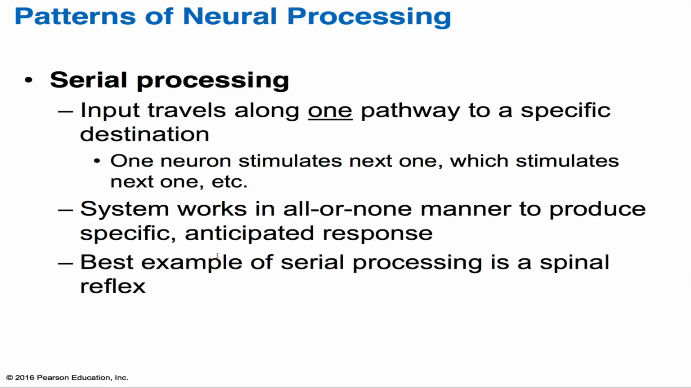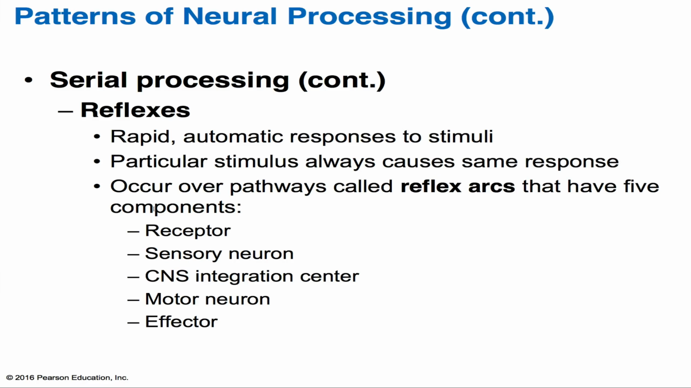In serial processing, the input travels along one pathway to a specific destination. So one neuron stimulates another one, which stimulates another one, and on and on. It's a system that works in the all-or-none manner to produce a specific anticipated response. And the best example of serial processing is a spinal reflex. Reflexes are rapid automatic responses to a stimulus in which a particular stimulus always causes the same response.